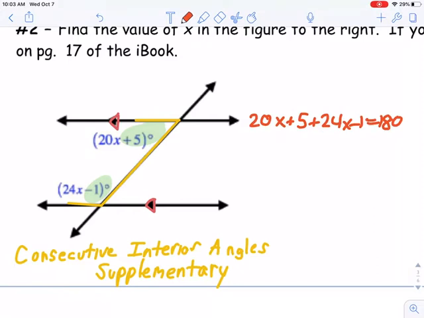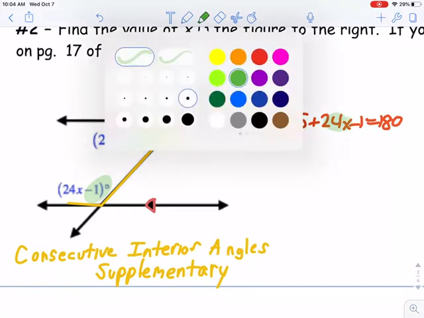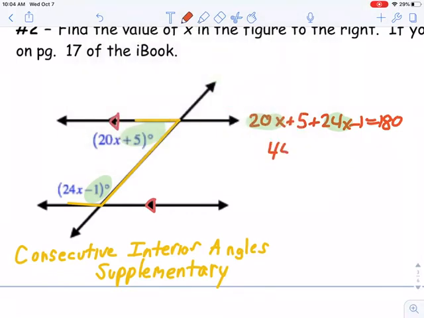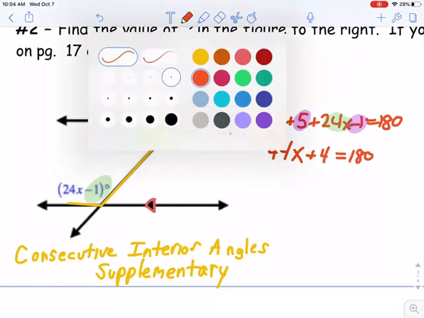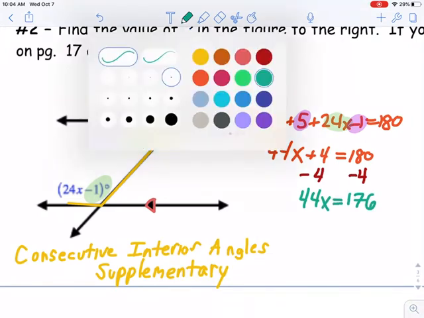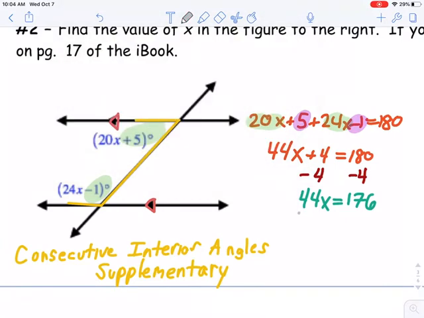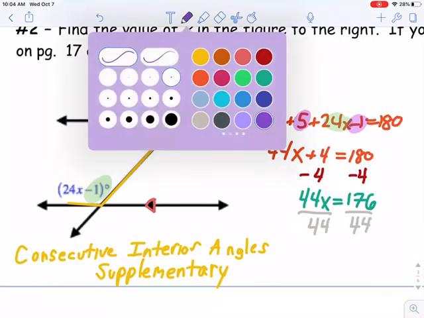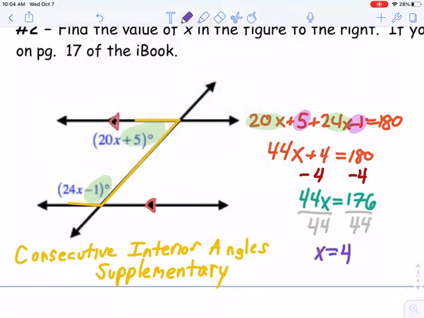All right. From here, it's just going to be good old CLT, combine like terms. So I'm going to get 44x and 5 minus 1. It's on the same side. So plus 4 equals 180. And then I'm going to subtract 4 from both sides. How do I undo a plus 4? You subtract it. So 44x equals 176. Now 44 times x. How do I undo multiplication? Division. And that's going to give me a very famous number, x equals 4.